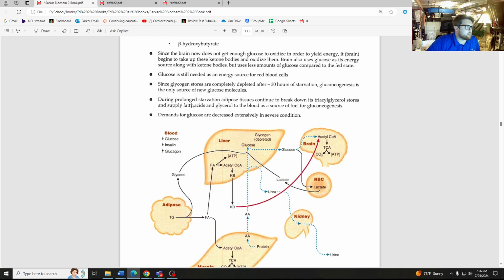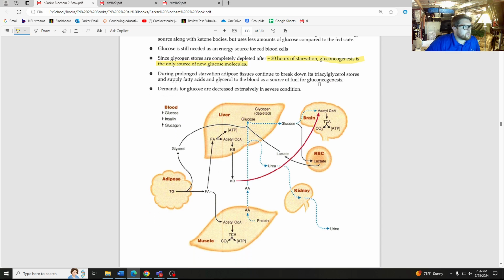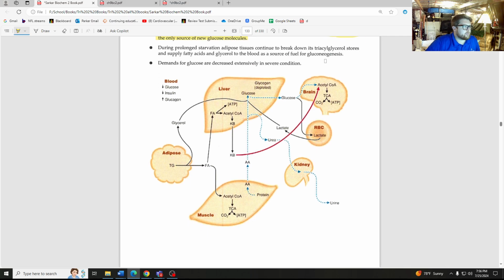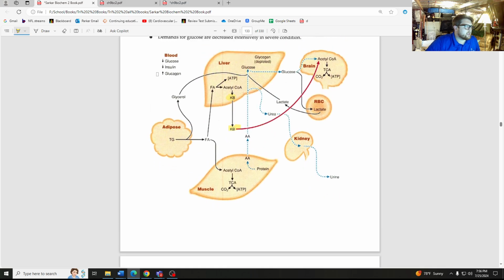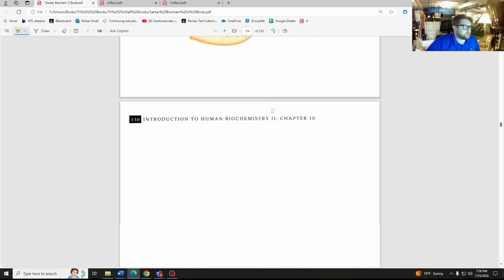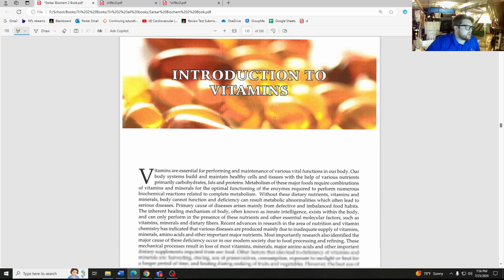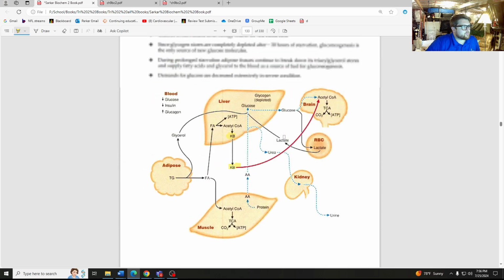Again, the prolonged starvation states. After 30 hours of starvation, gluconeogenesis is the only source of new glucose molecules. Again, we've already talked about gluconeogenesis. Those ketone bodies, that's what we're referring to for the brain. These pictures, review these pictures. And that's it for this chapter.